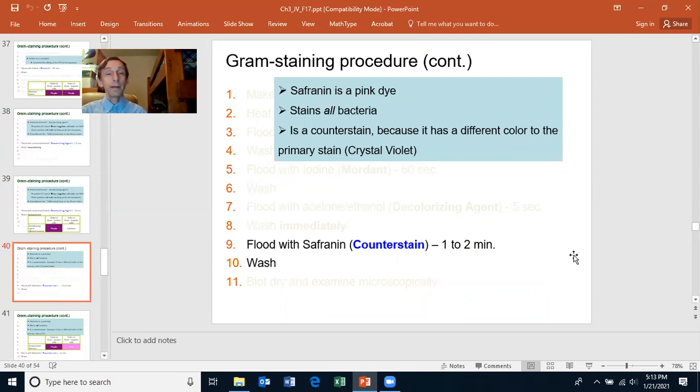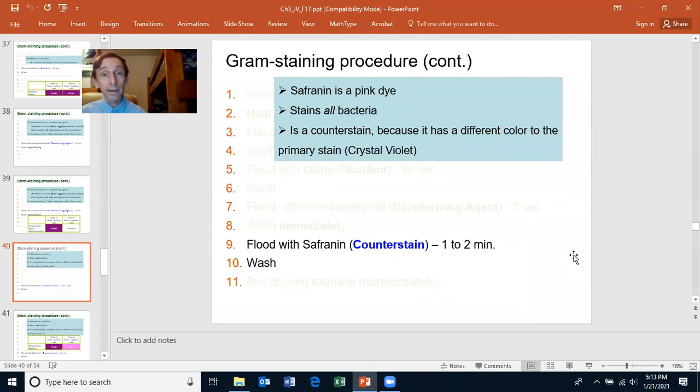The next step is to apply safranin. Flood the cell with safranin and you apply that for 1 to 2 minutes. So one easy way to remember the gram stain is that if you put 1 minute for each application except for the decolorizing agent, then you're fine.